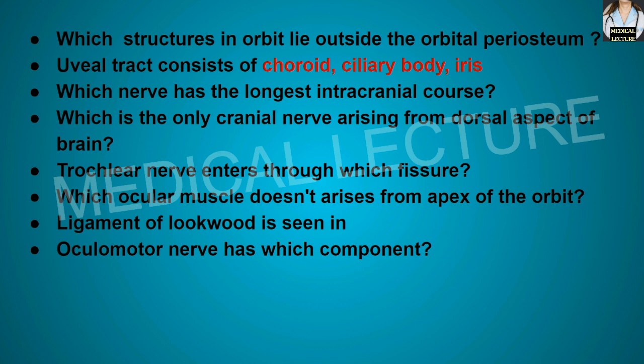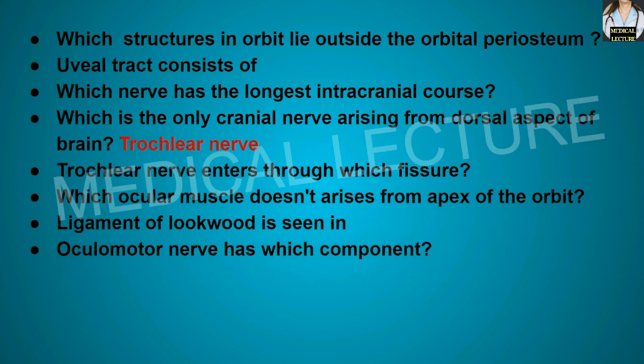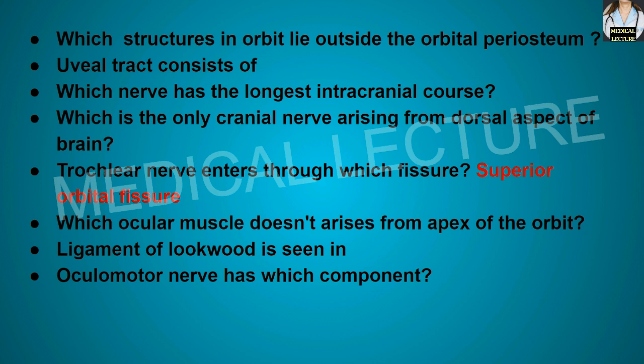Which nerve has the longest intracranial course? Very important question. So it is the trochlear nerve, which is the only cranial nerve arising from the dorsal aspect of the brain. Trochlear nerve enters through which fissure? So it enters through the superior orbital fissure.